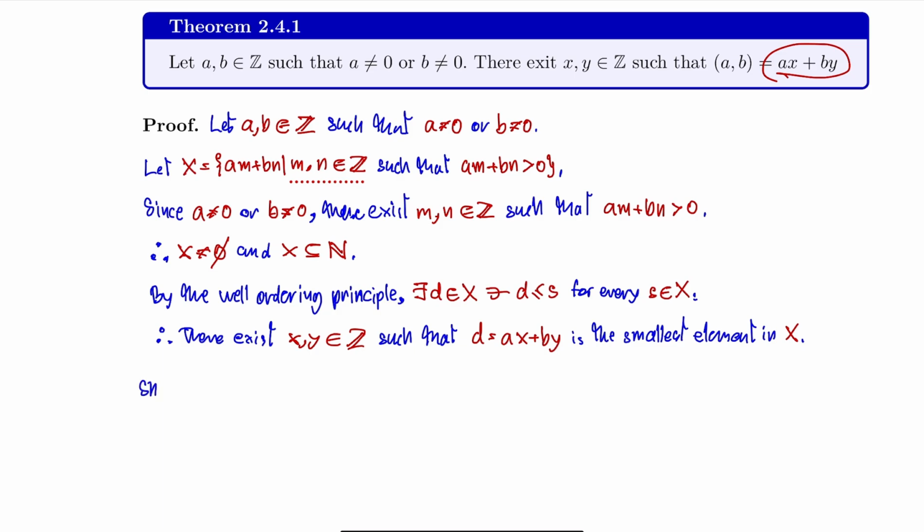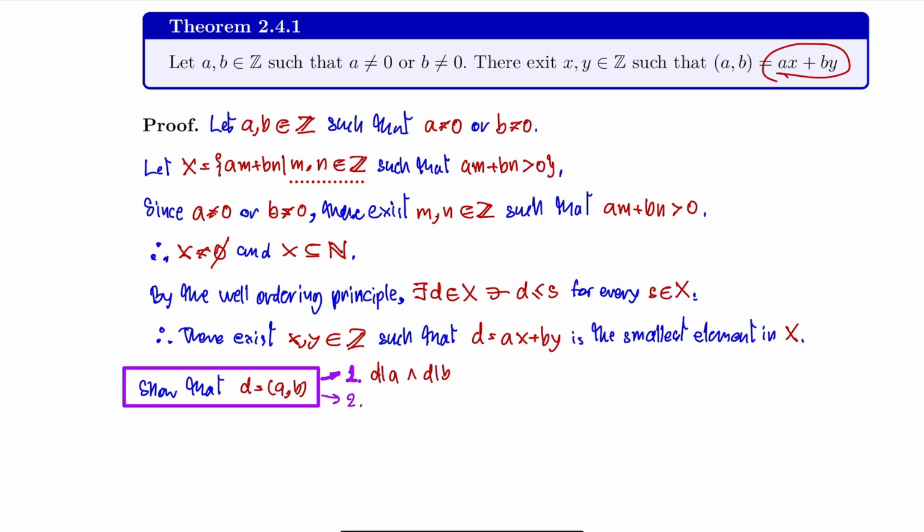So we have to show that d is equal to the greatest common divisor of a and b. There are two things that we have to do from this part. The first thing is to show that d divides a and d divides b. Number two, if we let c divide a and c divide b, then you have to show that c is less than or equal to d. Okay, let's prove the first part right here.